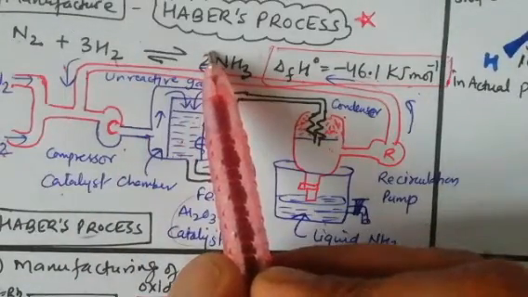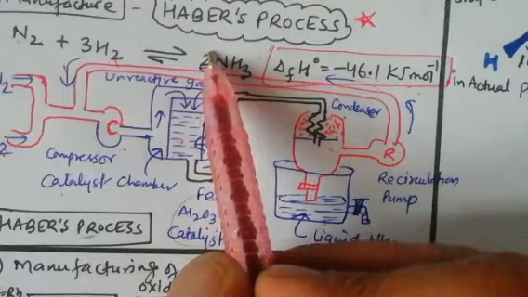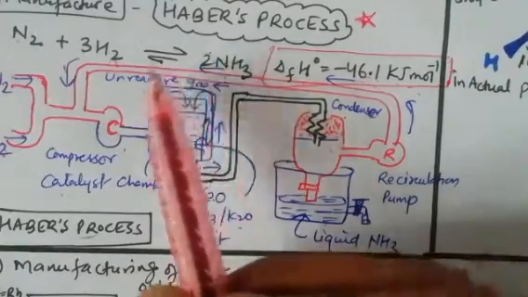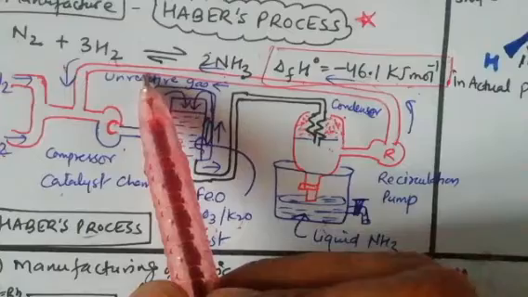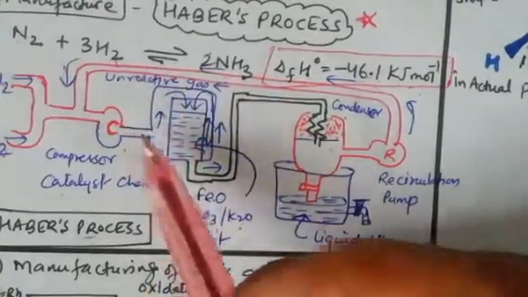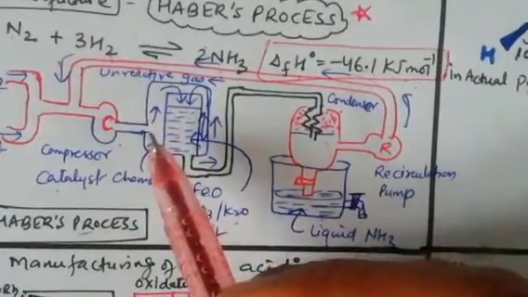And proceed with decreasing number of gas moles. According to Le Chatelier's principle, the conditions favorable for the forward process are low temperature and high pressure. However, at low temperature, the rate of the reaction becomes very slow.